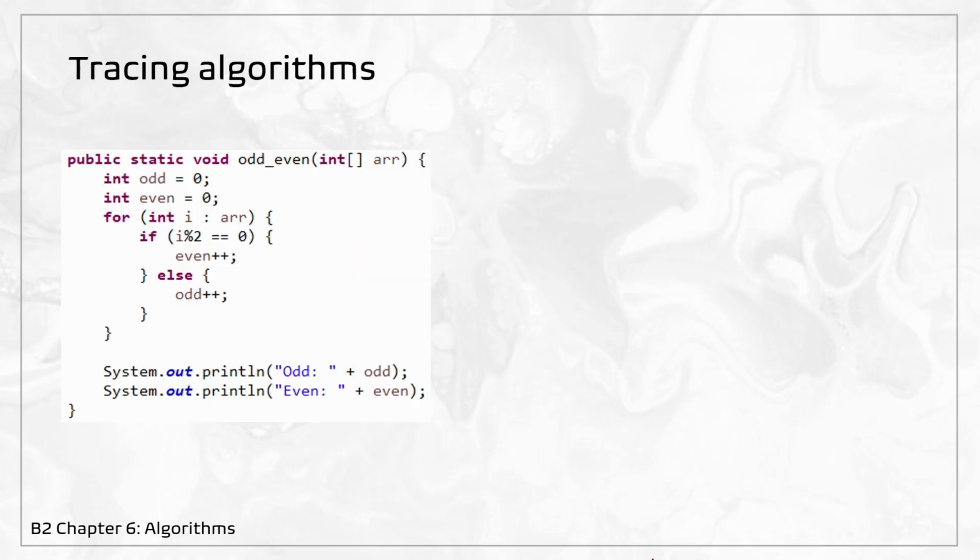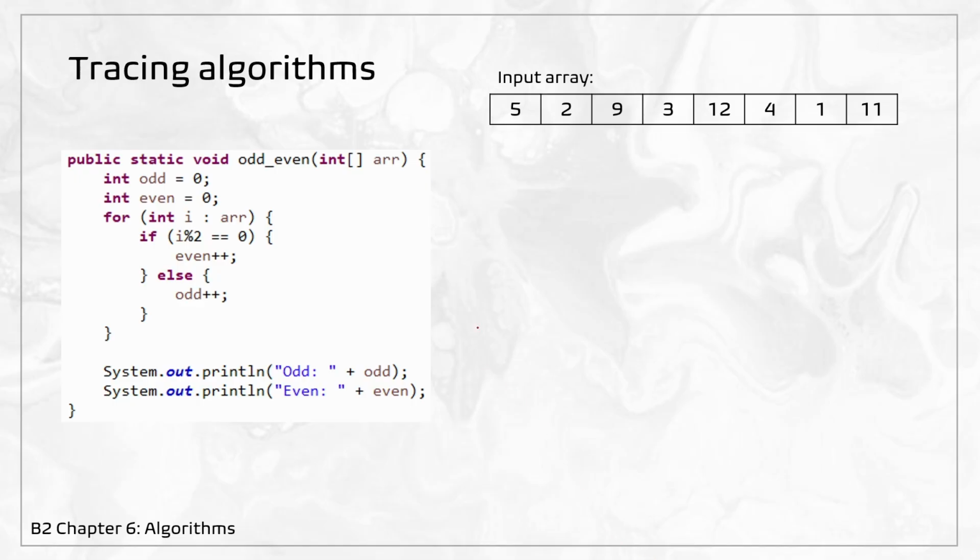We do this using trace tables. Trace tables are just a way to track how an algorithm runs by looking at how the internal variables change over time. Take this algorithm that takes in an array and increments one of 2 variables depending on whether the array element is odd or even. Let's make a trace table for this algorithm for this input array. In this algorithm, there are 3 variables: i, odd, and even.